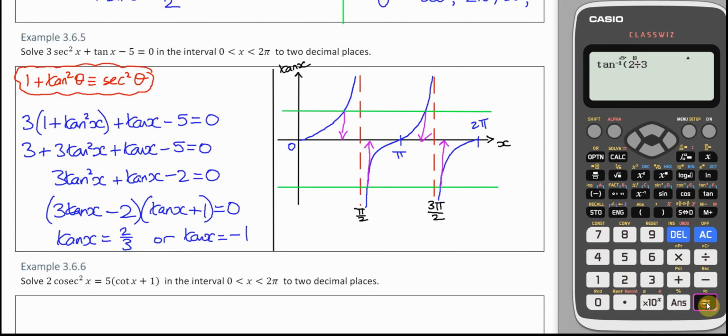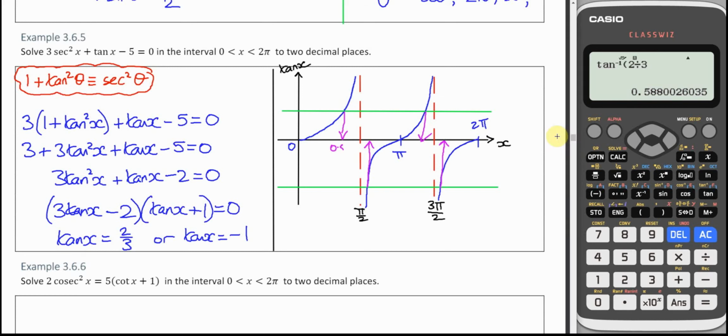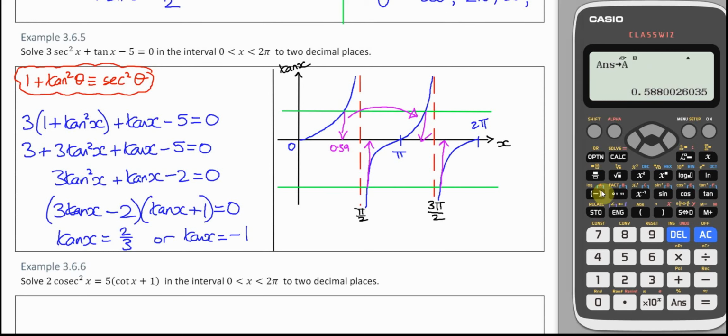I'm going to do that one first. The question says 2 decimal places, and these numbers, yeah, they're going to have values added and subtracted to them, but I'm not going to be multiplying them by anything, so I'm okay to round here. So 0.59 is this one here. Now the tan graph's easier to work with than the sine and cos graphs, because to get the next one I simply need to add on pi. So the next one will be pi plus that. I'm just going to store that number under A in my calculator.